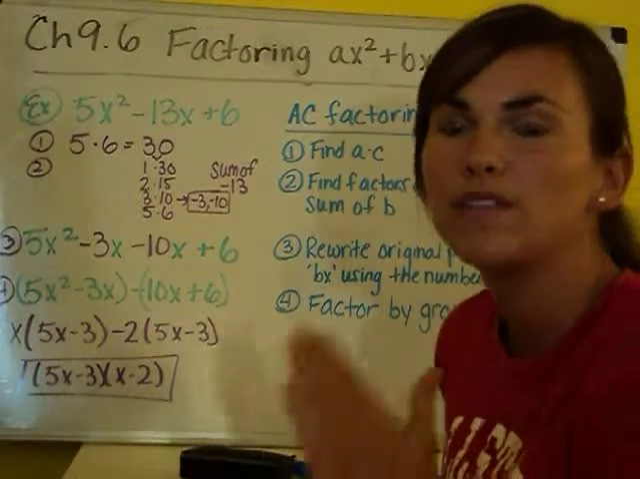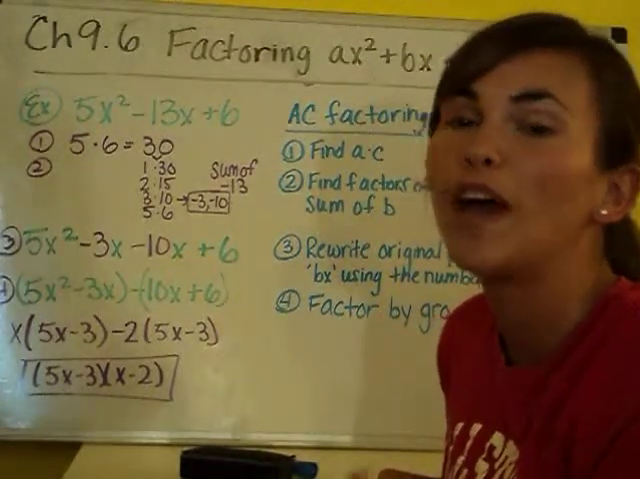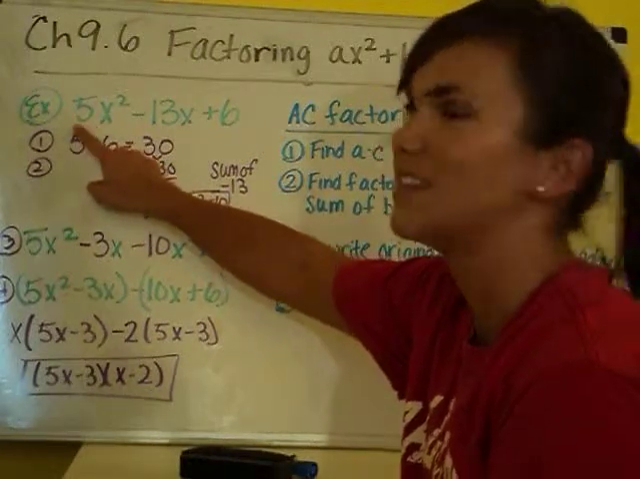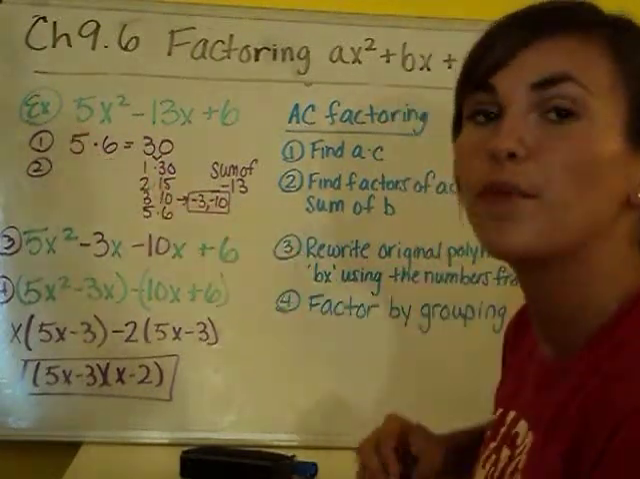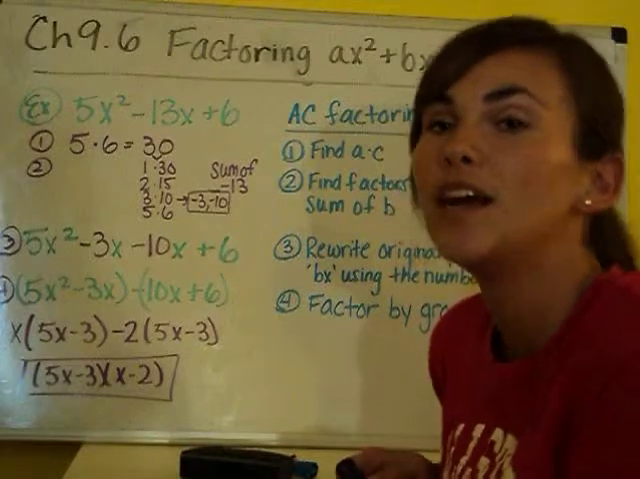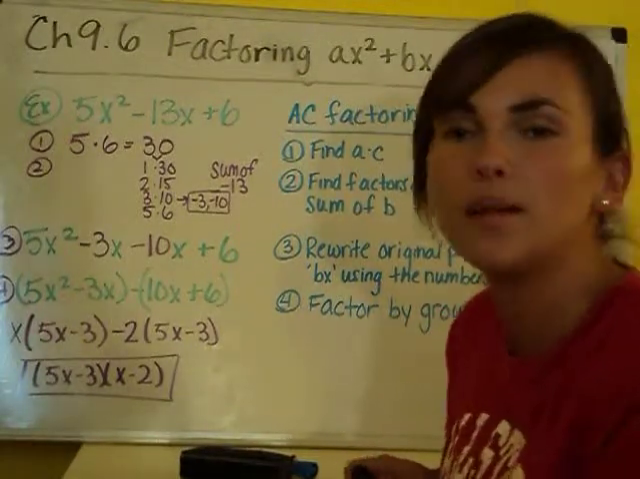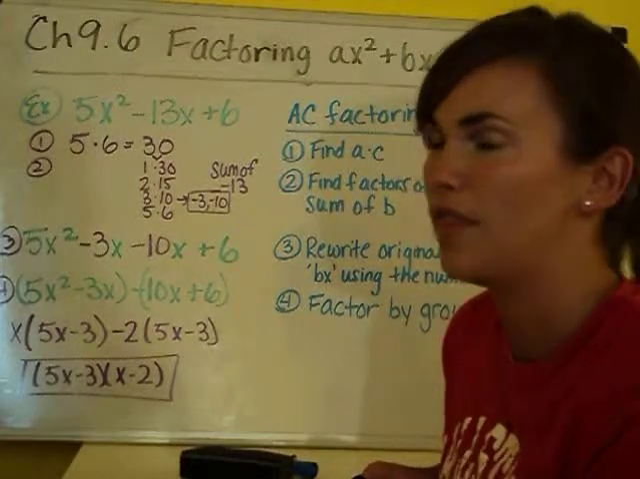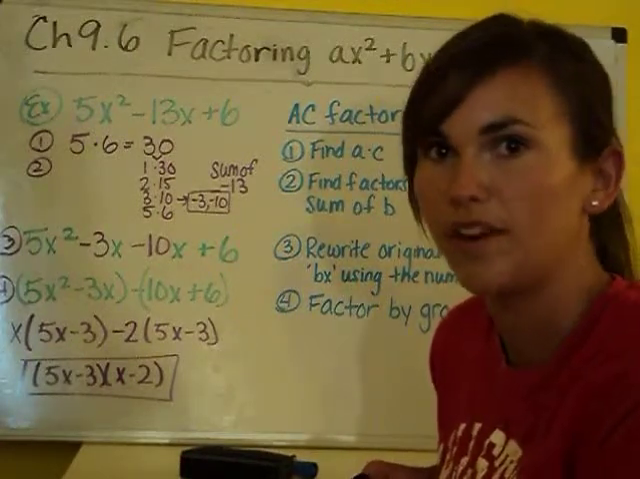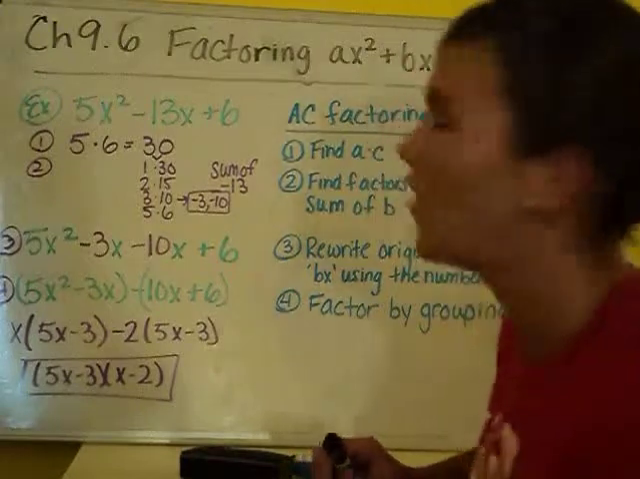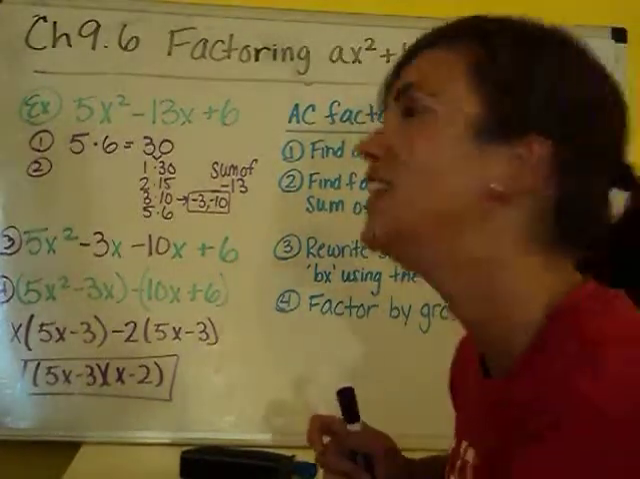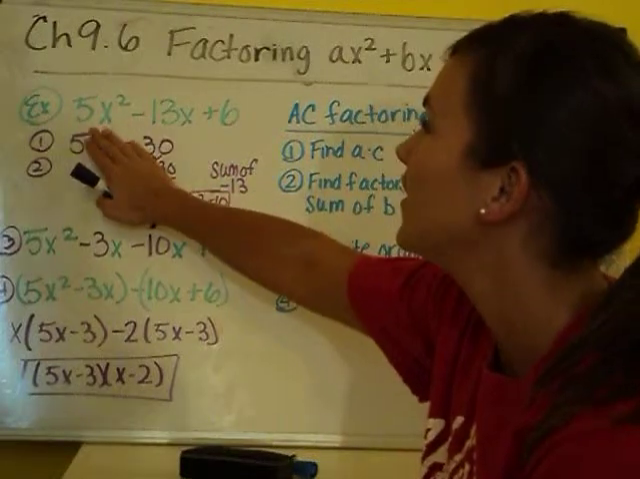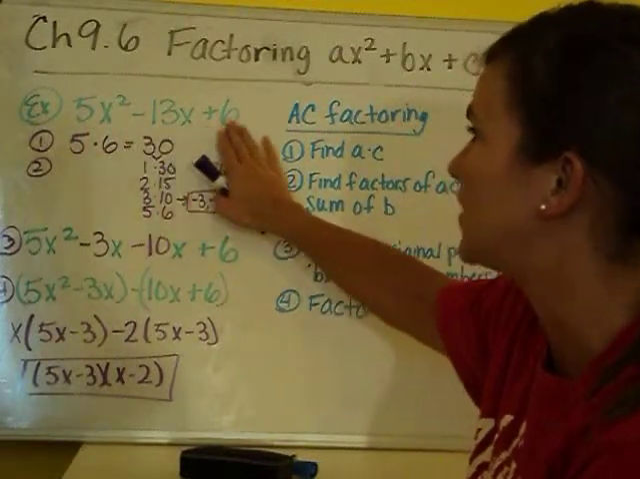Okay, before we used that product sum formula when we had a coefficient of 1. Here we're going to be given problems that have a coefficient that's different than 1. Okay, the process is going to be a little bit similar, but it's going to be a little bit more complex because the polynomial itself is more complex with that number at the front. Okay? So I like to call this AC factoring. Here we go. So we're given 5x squared minus 13x plus 6.